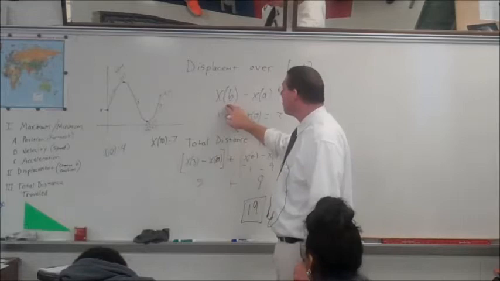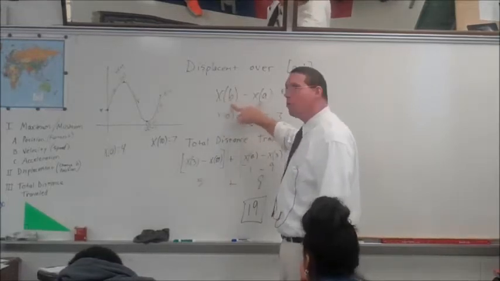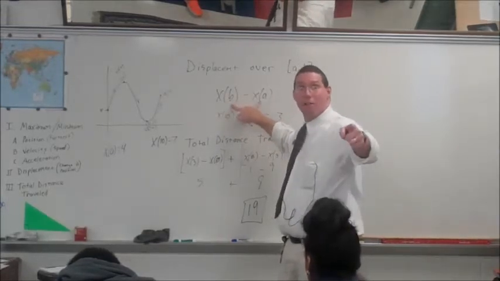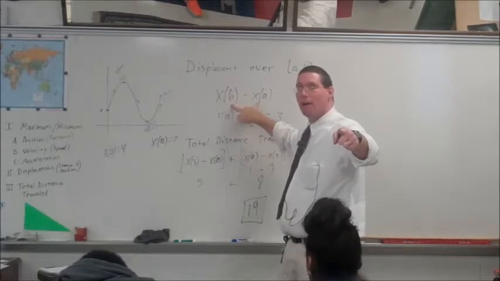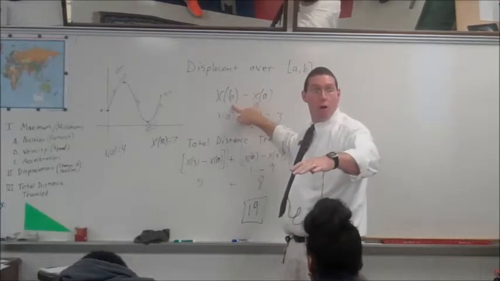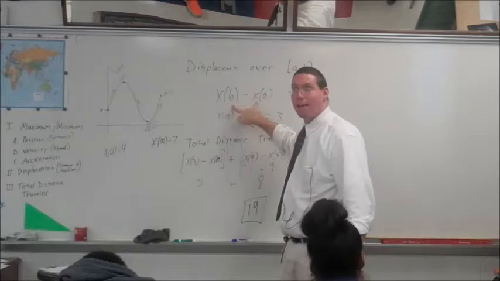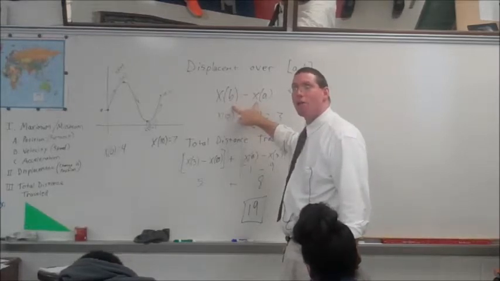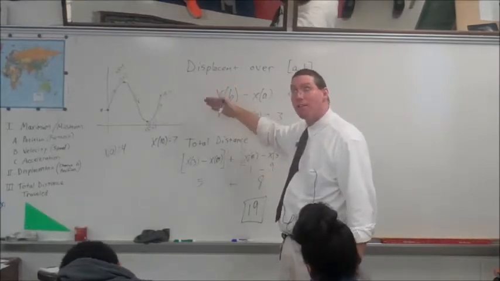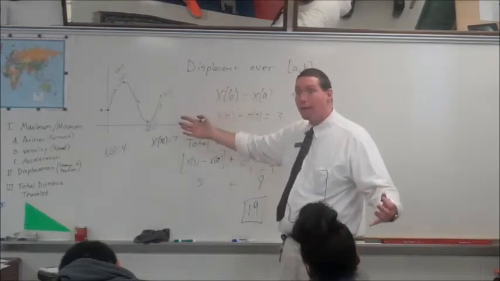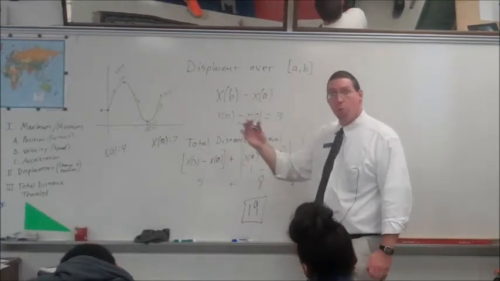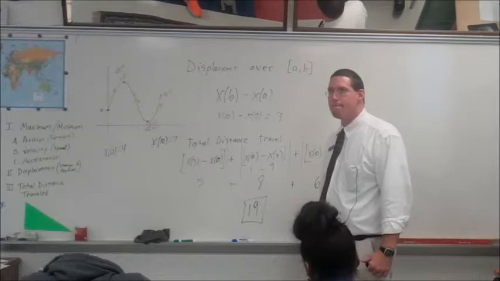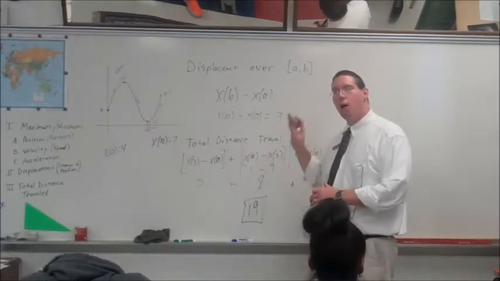Do you also notice, what does this also look like? It does look like slope. What is it missing? It's missing the over b minus a. So displacement is basically the change in y. That's all it is. It's the numerator of the slope formula. It all comes together.